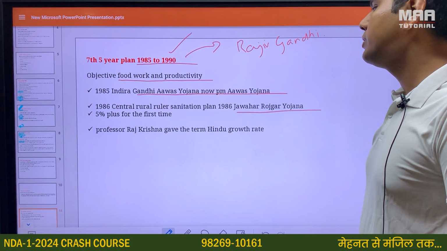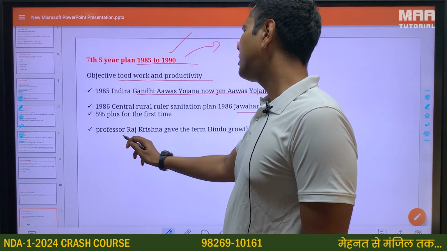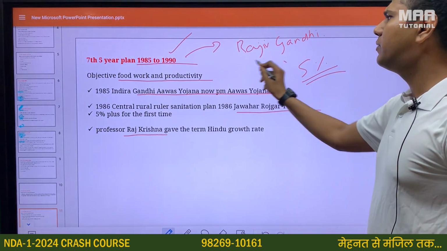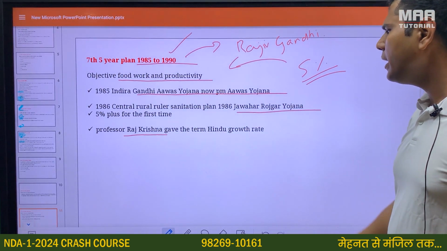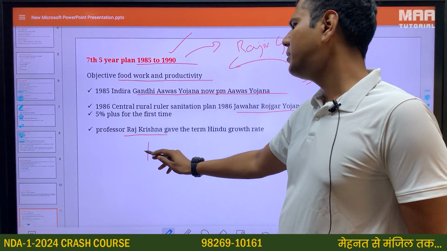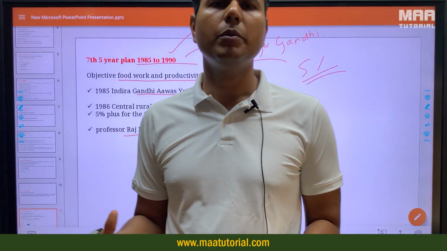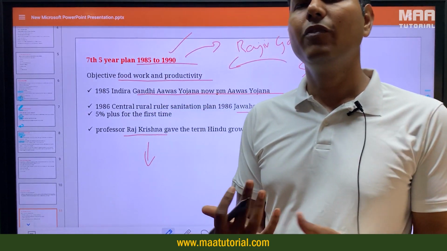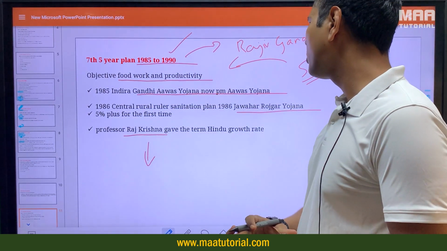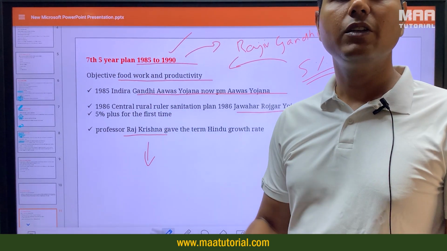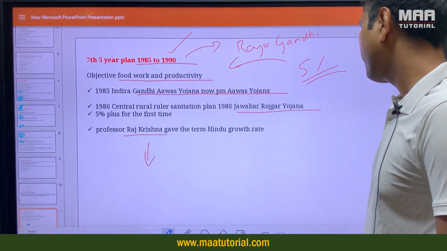Professor Raj Krishna gave the term Hindu growth rate. See, for the first time, 5% growth rate was observed in this 5-year plan, and Professor Raj Krishna termed it as Hindu growth rate. Nothing very unique, just for the sake of information, it is important to remember who gave this terminology, Hindu growth rate. It was given by Raj Krishna, because in this 5-year plan, for the first time, we achieved the 5% growth mark. So let's continue.